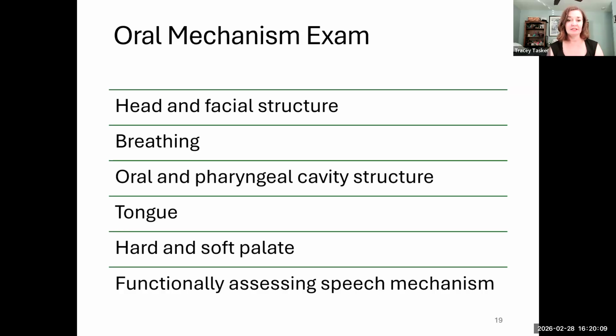Okay. Another thing that I mentioned we don't always do, and lots of times I don't do this, or not to the extent that you might with an older individual, is an oral mechanism exam. We call it oral mech for short. This is really for you to look at the articulators. So when we think of our placement of our articulators, we want to think about whether there is anything in that individual's articulator structure that could be affecting their speech.